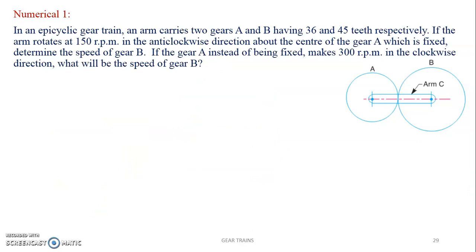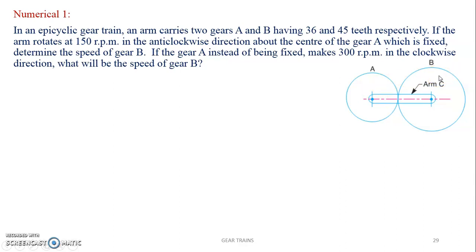Then let us go to the first numerical. In an epicyclic gear train, an arm carries two gears A and B, having 36 and 45 teeth respectively. If the arm rotates at 150 rpm in the anti-clockwise direction about the center of gear A, which is fixed, determine the speed of gear B. If gear A, instead of being fixed, makes 300 revolutions per minute in the clockwise direction, what will be the speed of gear B? So in this example, A and B are two gears, and this arm rotates about the center A. So A is the sun and B is the planet.